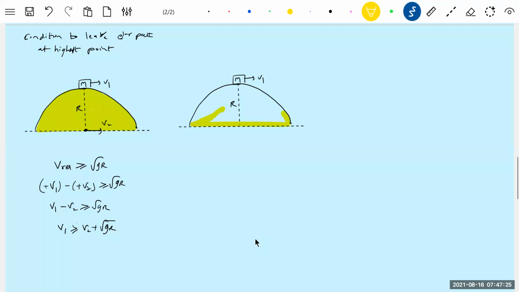Okay, now if I give a velocity to the hemisphere towards left, what are the conditions for this? I think from the relative velocity concept, v1 minus v2 should be greater than or equal to root gR. So v1 should be greater than or equal to root gR plus v2.